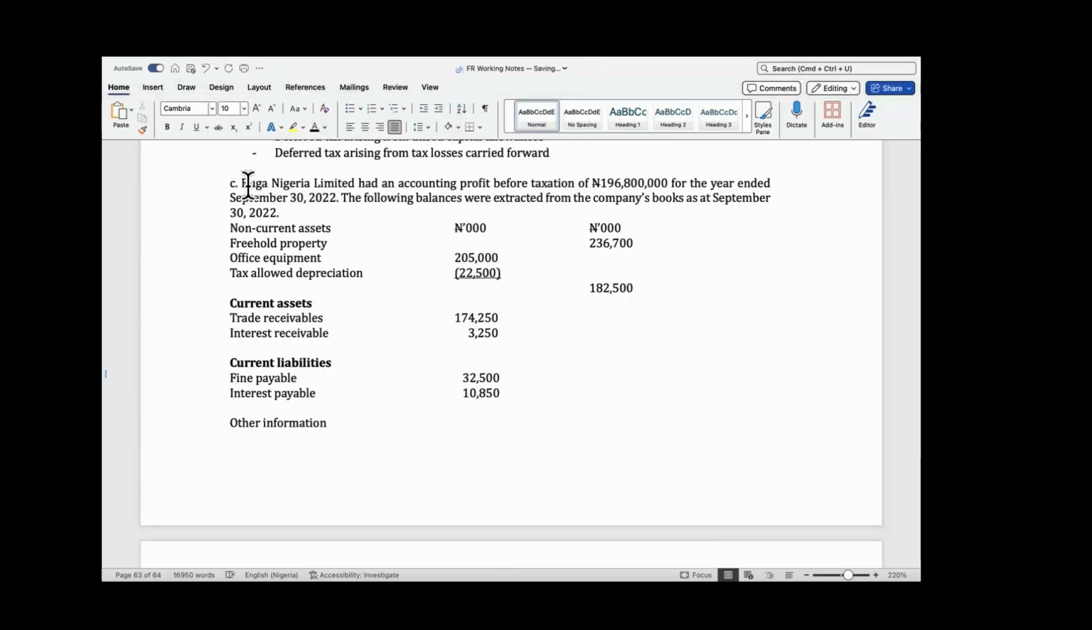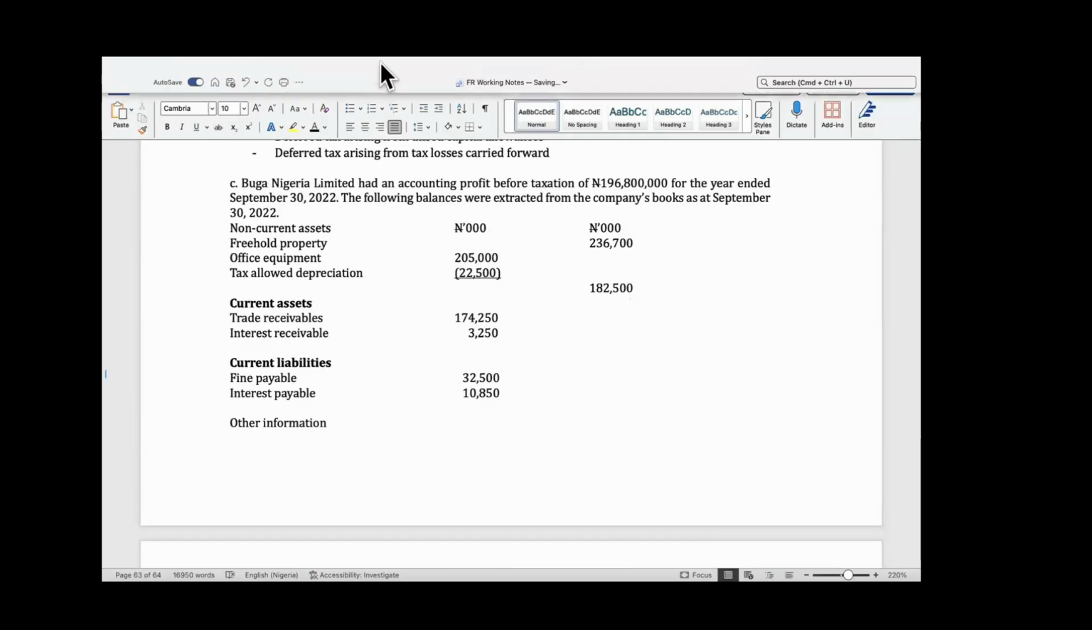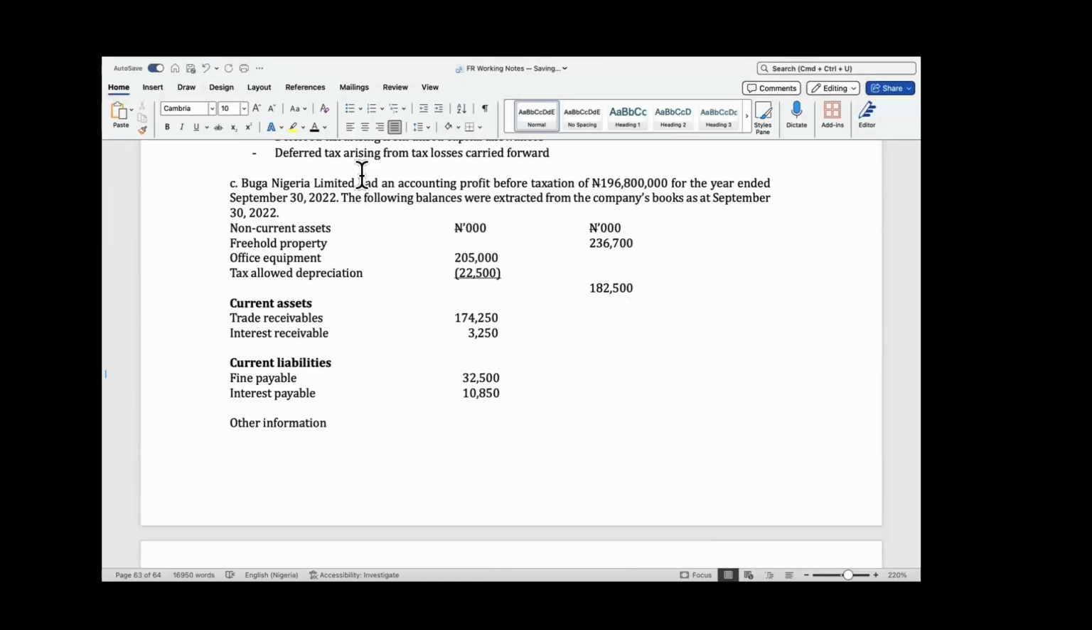This talks about Buga Nigeria Limited. It said it had an accounting profit before tax of this amount for the year ended September 30th, 2022. The following balances were extracted from the company's books as at September 30th, 2022.